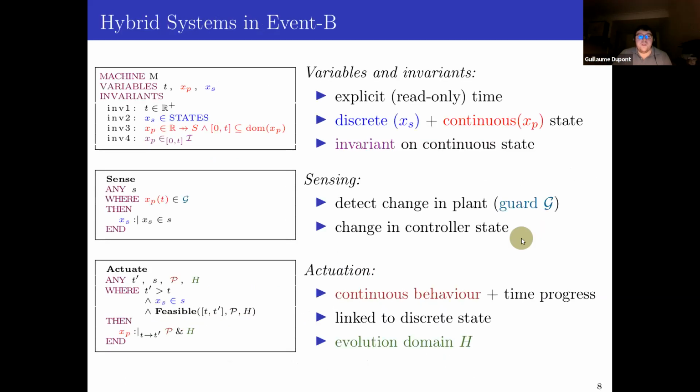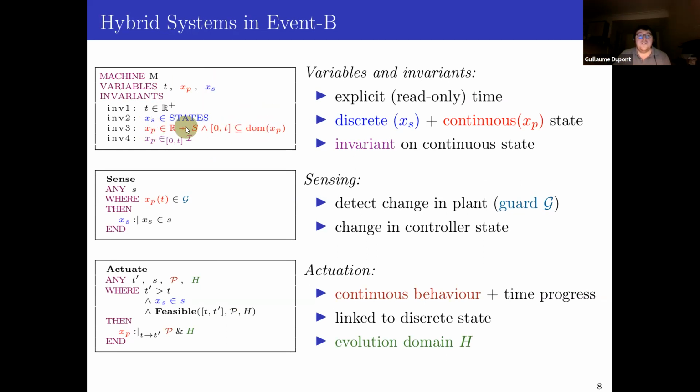But knowing that we can model discrete behavior in Event-B, and that we can model continuous behavior thanks to the continuous before-after predicate, we can actually model any kind of hybrid system using this generic pattern, this generic layout, which is very much inspired by hybrid automata. So basically, we have three variables: time t, which we need explicitly but mostly for proofs; x_p, the continuous variable for the continuous state; and x_s, a discrete variable for the controller, basically the discrete state.